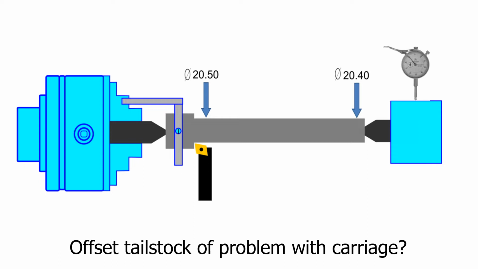In this example, the bar is tapered. Is the tailstock offset, or is there a problem with the carriage? There are two ways to check for this. The first way is to do a test cut, then measure each end. We work out what the difference is, we adjust, then we take another cut and measure again. Take note that I've used a dial indicator to reduce the number of iterations and be precise with my adjustments.